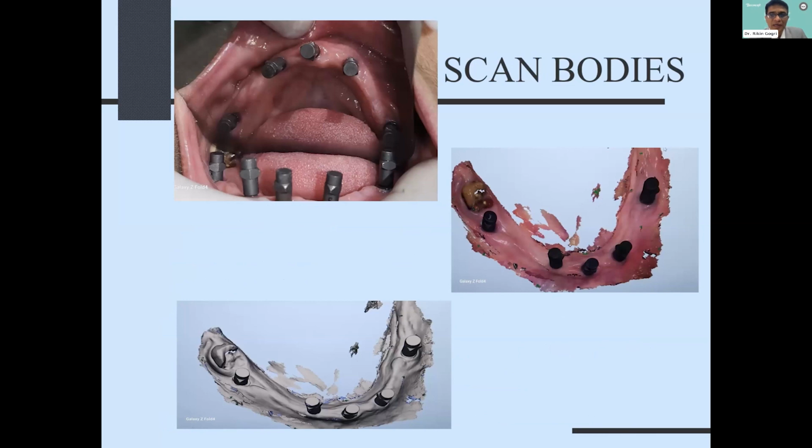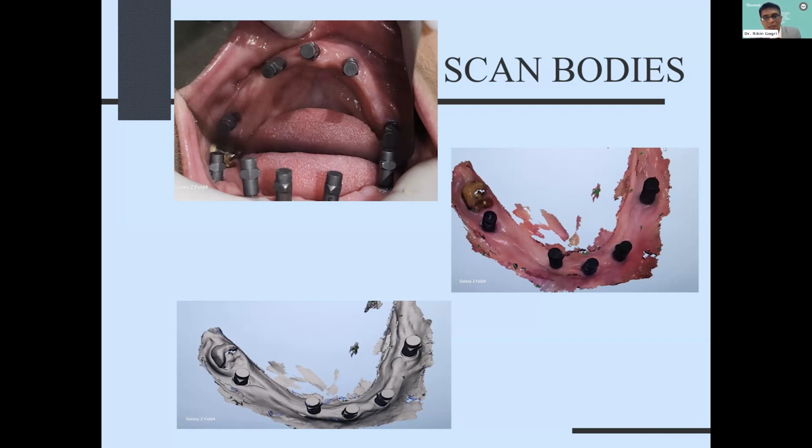So this is one of the cases we have just done, maybe last week, on multiple implants. You can see the scan bodies in place. The scan has been done. You can see how well the soft tissue is recorded. Also the cast, you can see that all the implants have been well recorded. You have your spatial orientation of your implant positioning.